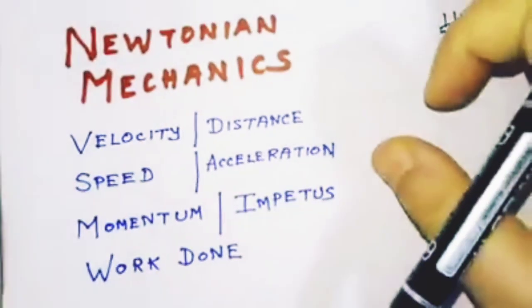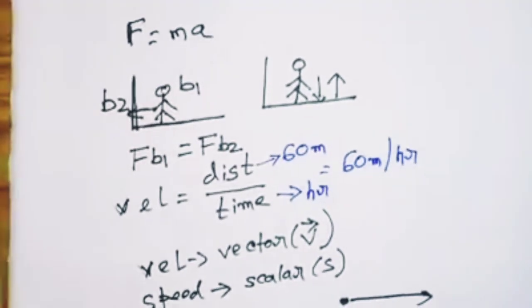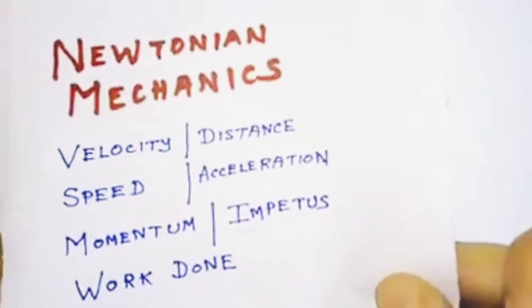So overall, this has been my effort to show you. We started in here and we end in here. So F equals ma, and we have covered these topics of Newtonian mechanics.